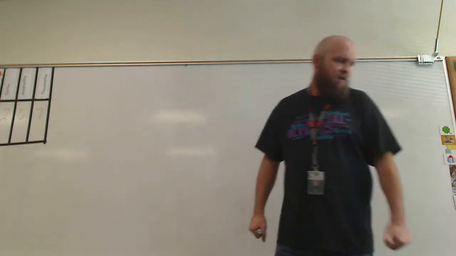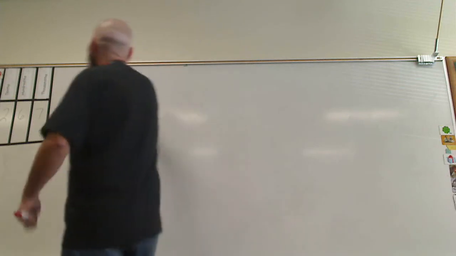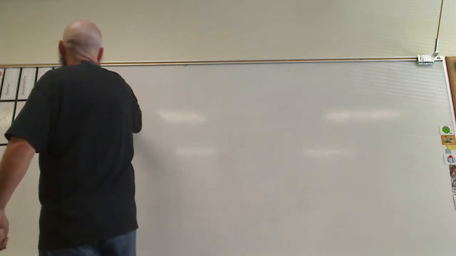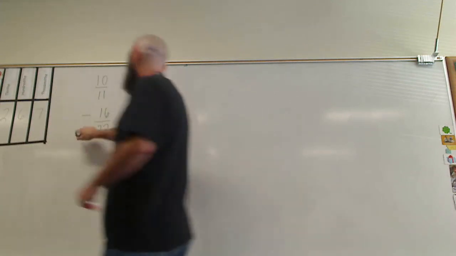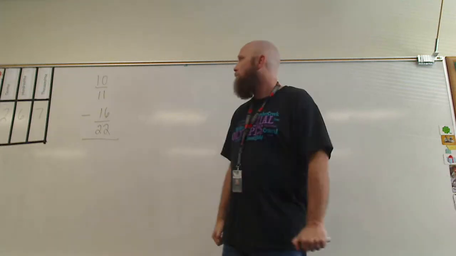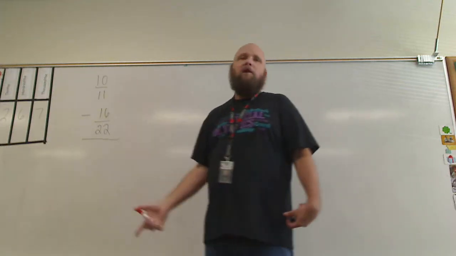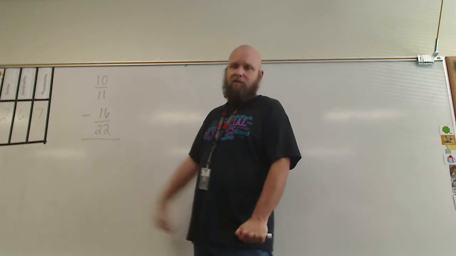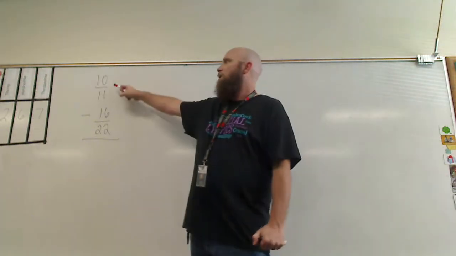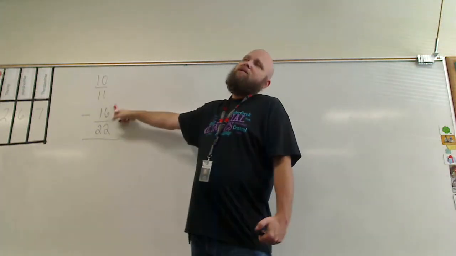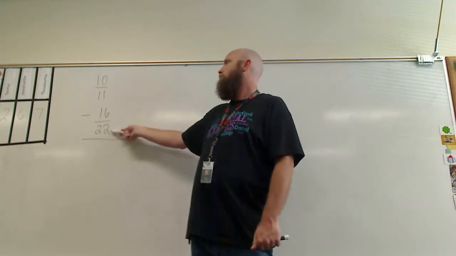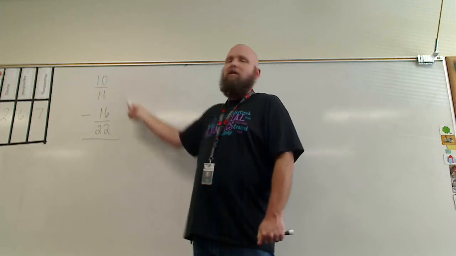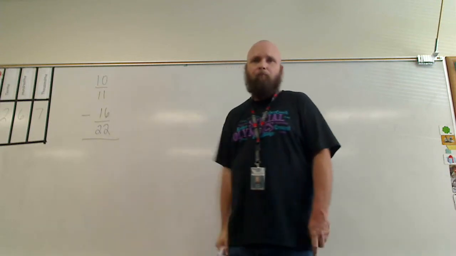Let's take 10/11, subtract 16 over 22. Now, initially, it looks like you can't do this. Because you're like, dude, you can't take 16 from 10. It's not going to work. But then you realize that you don't have a common denominator here.